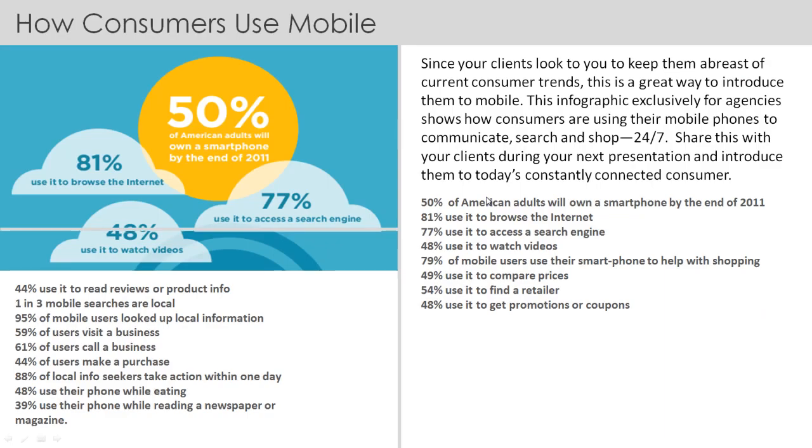How consumers use mobile. These are all valid statistics here. 50% of American adults will own a smartphone by the end of 2011. That was true. 81% use it to browse the internet. That is true. Think about that statistic. 50% of adults own a smartphone. We're a country of 300 million people. That's 150 million adults, who outnumber children in our day and age, using mobile. Even if that number breaks down to 81%, you're still talking 40 million people on the mobile web.